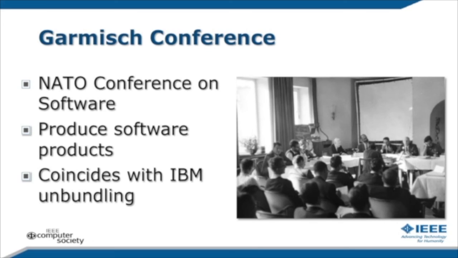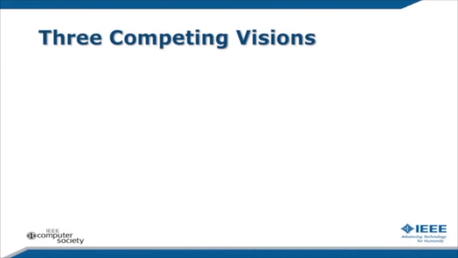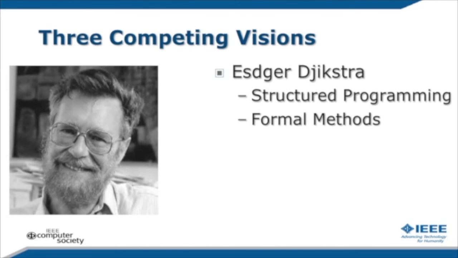In 1968, IBM announced that it would no longer be giving away free software, a move that's generally called the unbundling decision. At the Garmisch conference, we can identify at least 3 competing visions to shape the new field of software engineering. The first came from Edsger Dijkstra, a Dutch computer scientist, who was known for structured programming. He wanted to see people pay attention to how you organized the code, how you worked with the artifact, and how you could use formal methods to prove the correctness of your system.